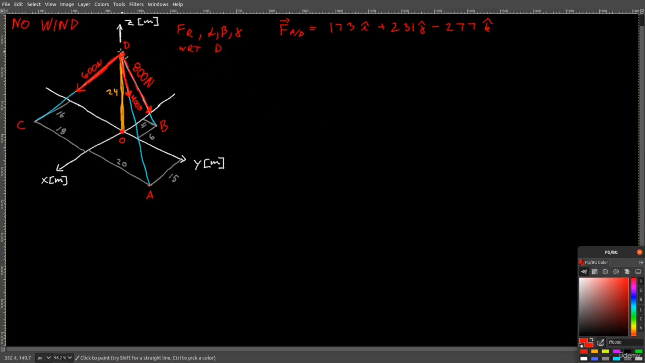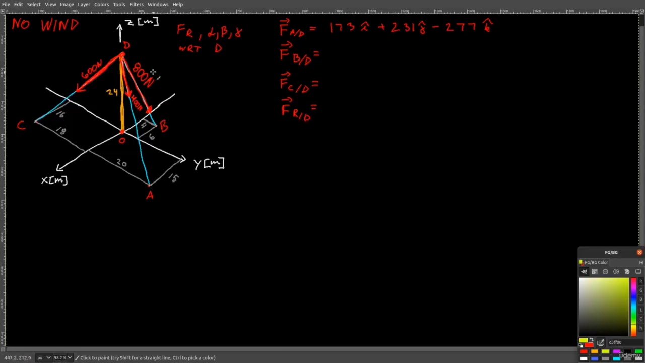So let's now solve this tower exercise. In the last video, we already decomposed this force vector A with respect to D. Approximately it looked like this. And now we have to decompose the force vector B with respect to D, and then C with respect to D. And once we have that, then we can compute our resultant vector with respect to D.